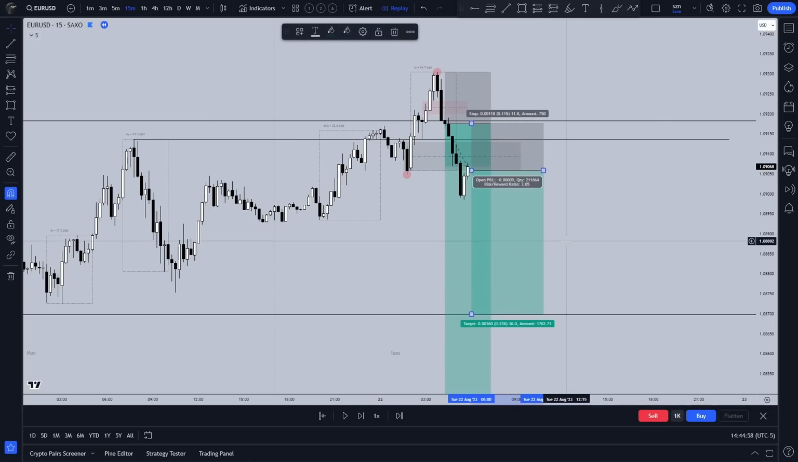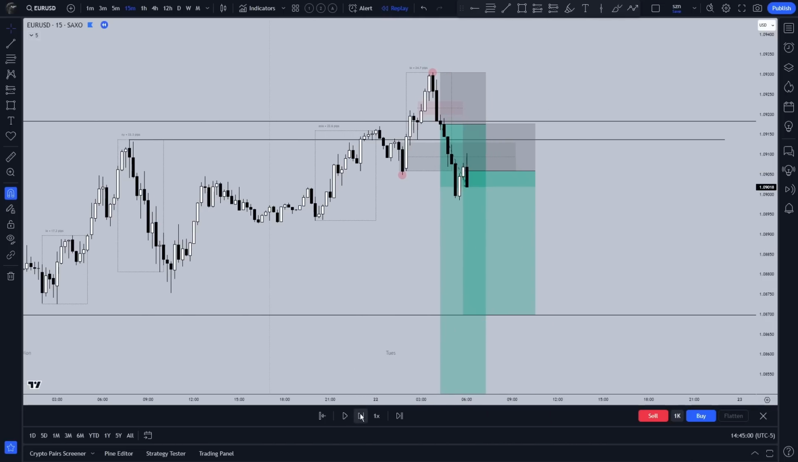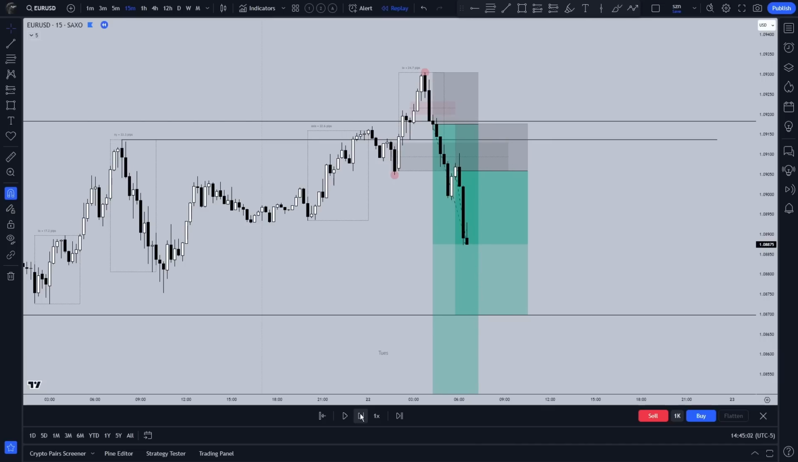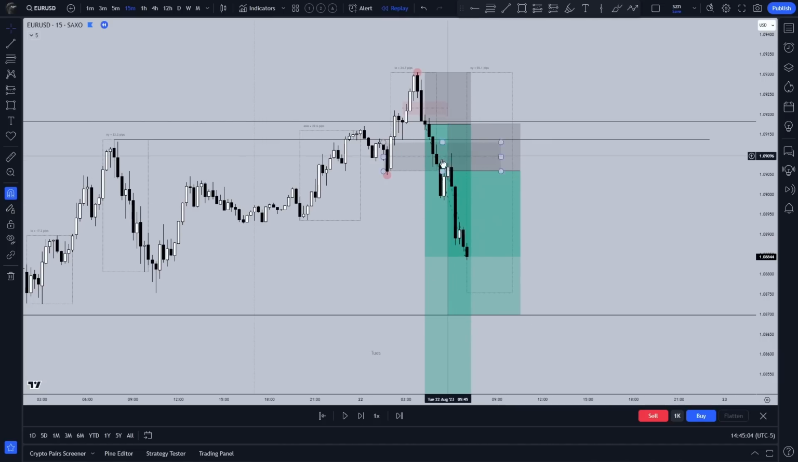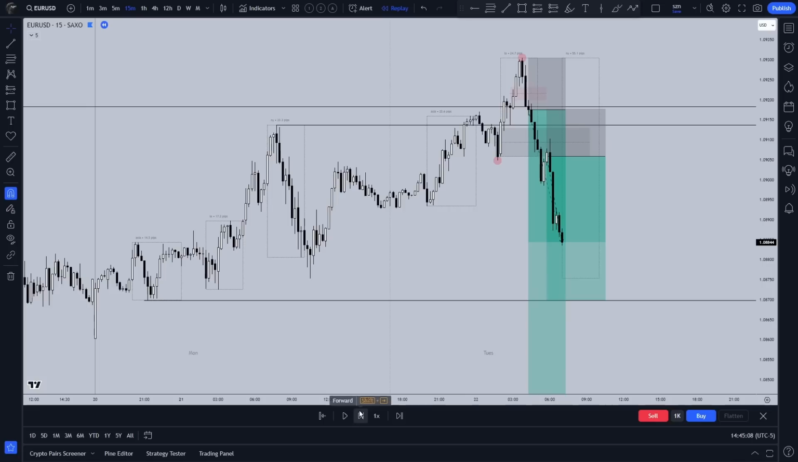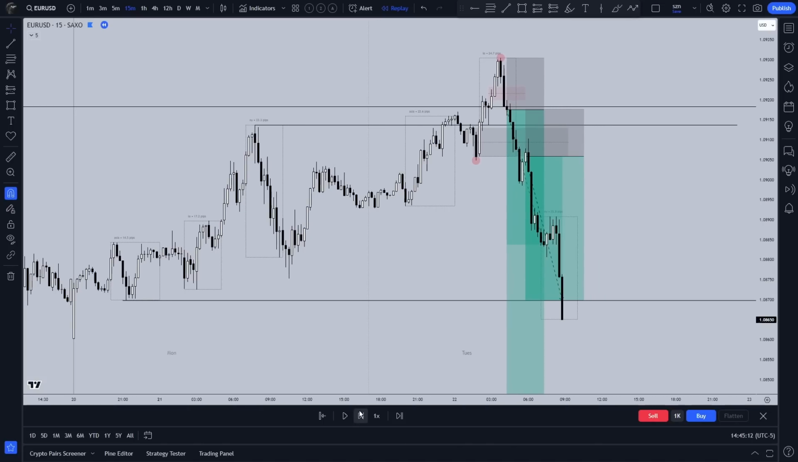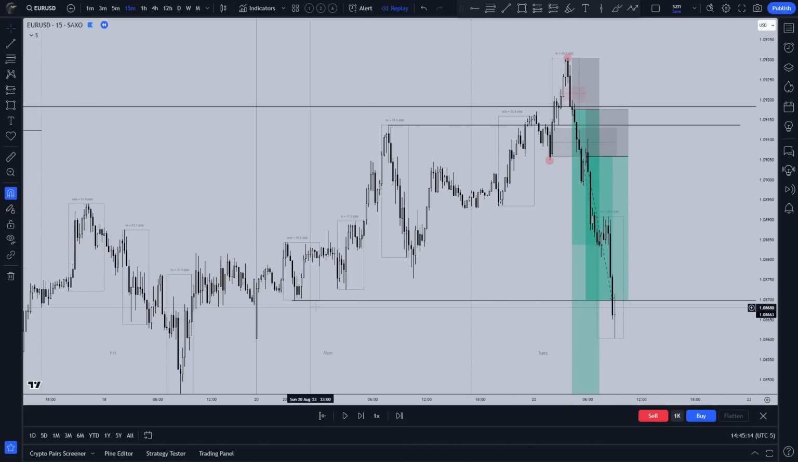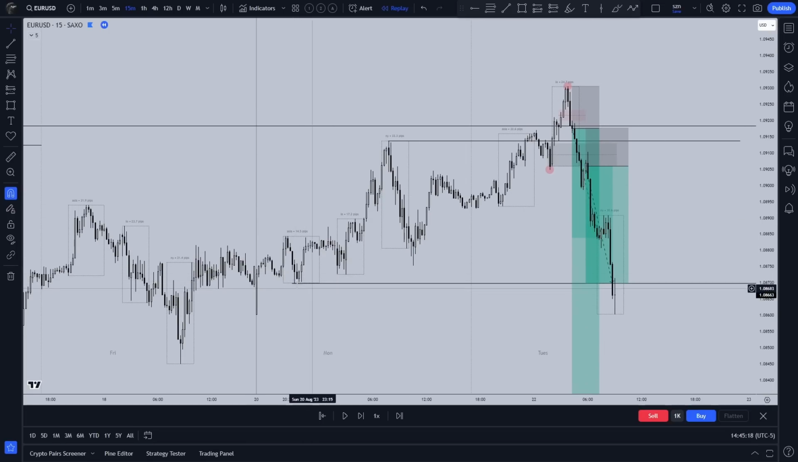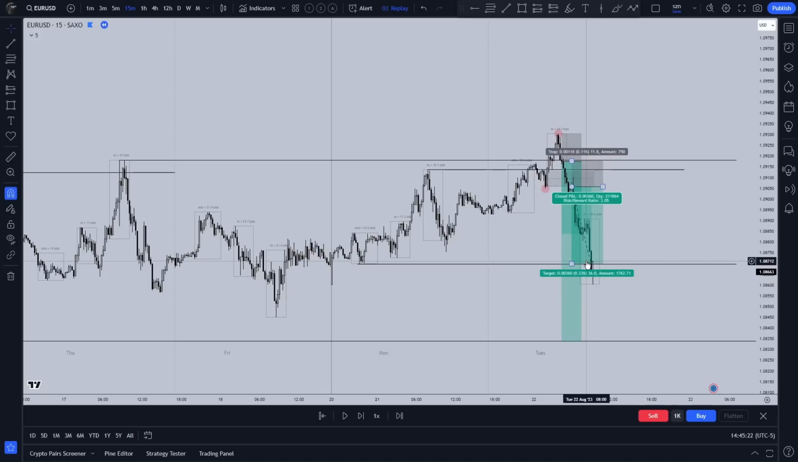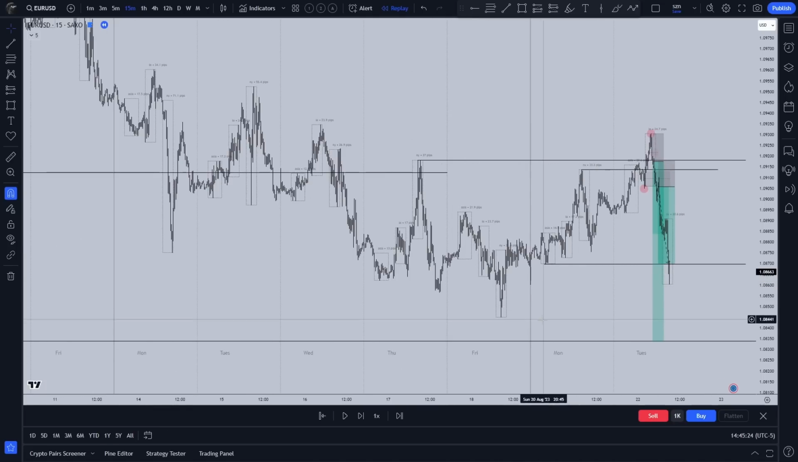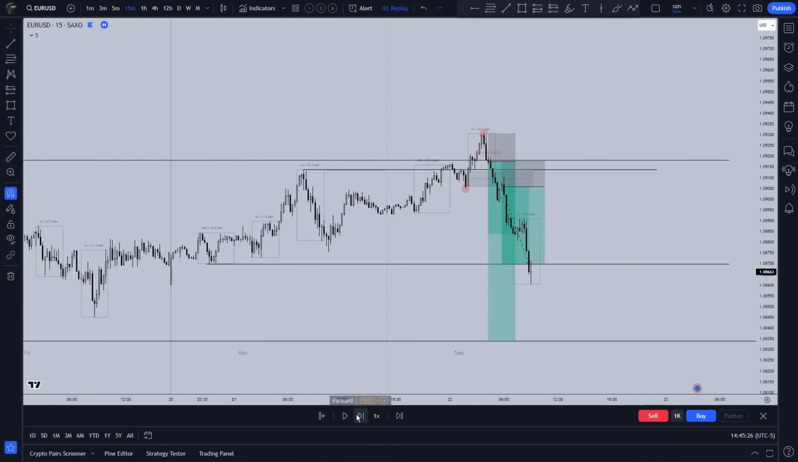And there we would have gotten that fill. And you can see we are selling off from this breaker right here. And now we have hit the first TP of both trades, the Monday lows, which are also the Asian lows. And now we can hold some partials aiming for the weekly lows right below.